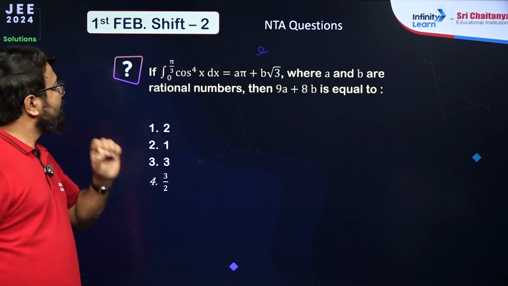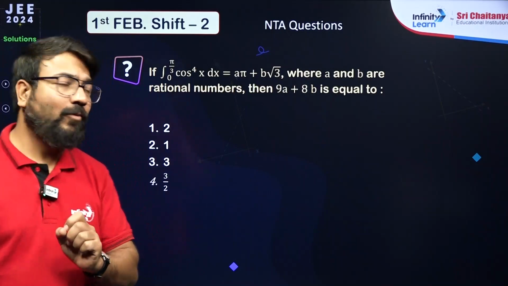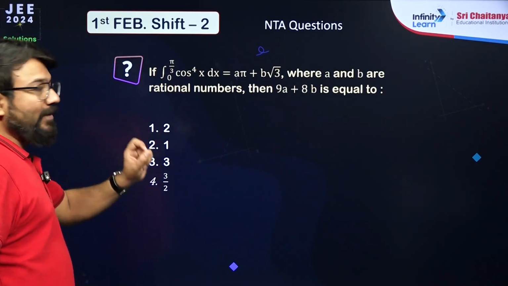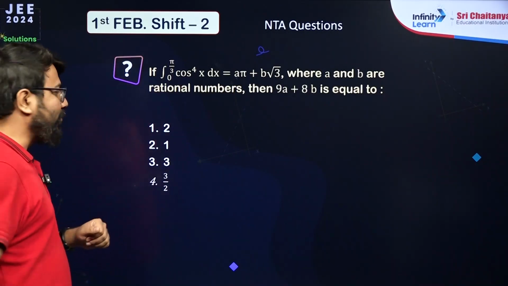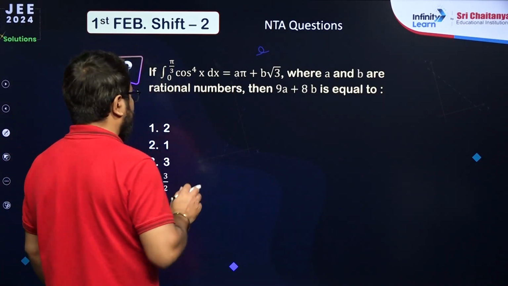Here we have the integration from 0 to pi by 3 of cos raised to the power 4x dx, and that equals a pi plus b root 3, wherein a and b are rational numbers, and we need to evaluate 9a plus 8b. So how do we do this question?